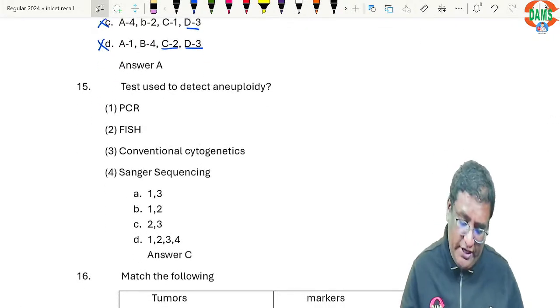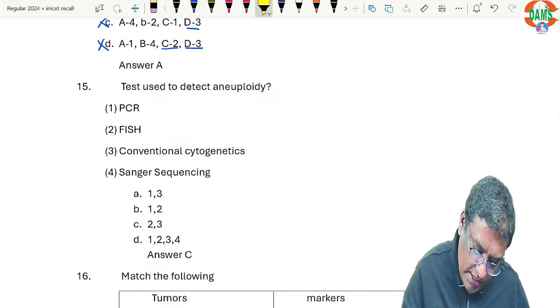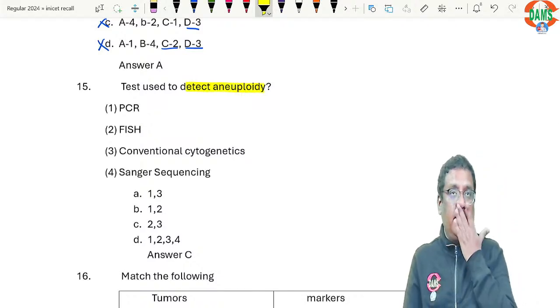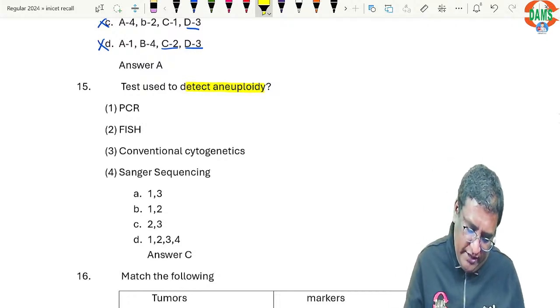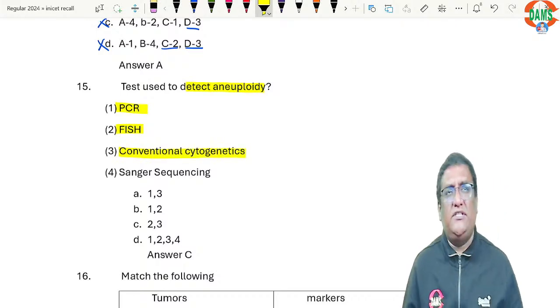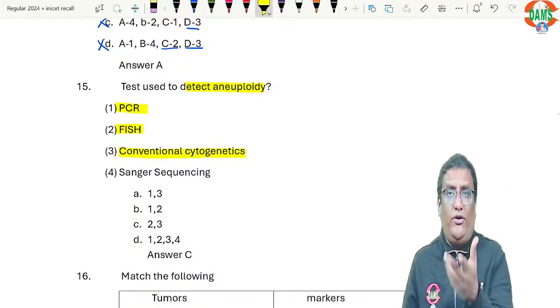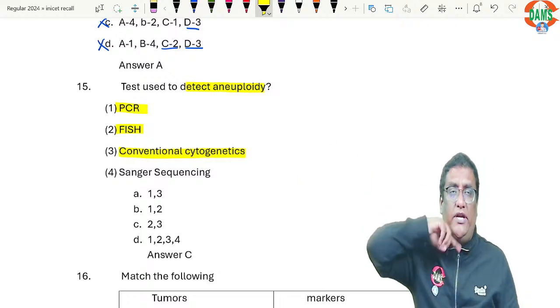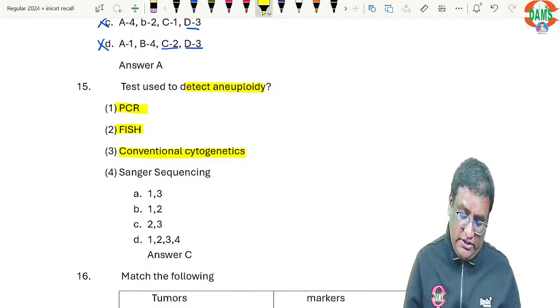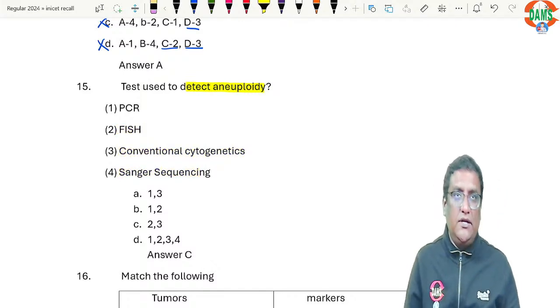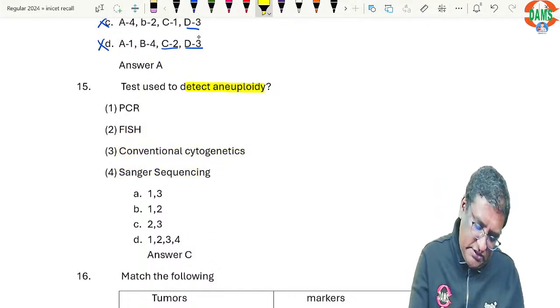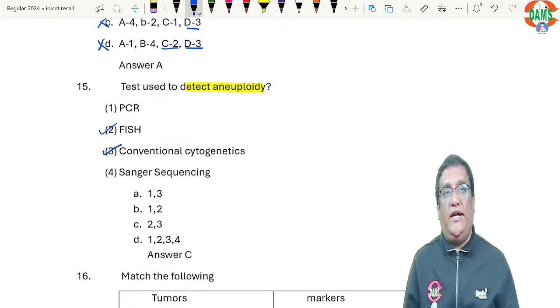Test used to detect aneuploidy. This was a multiple true false type of question. Test that can detect aneuploidy, that was the question, right? They had given PCR, FISH, and conventional cytogenetics or karyotyping. Most of the students said conventional cytogenetics and Sanger sequencing. But the two best investigations we commonly do to detect aneuploidy are FISH and cytogenetics.